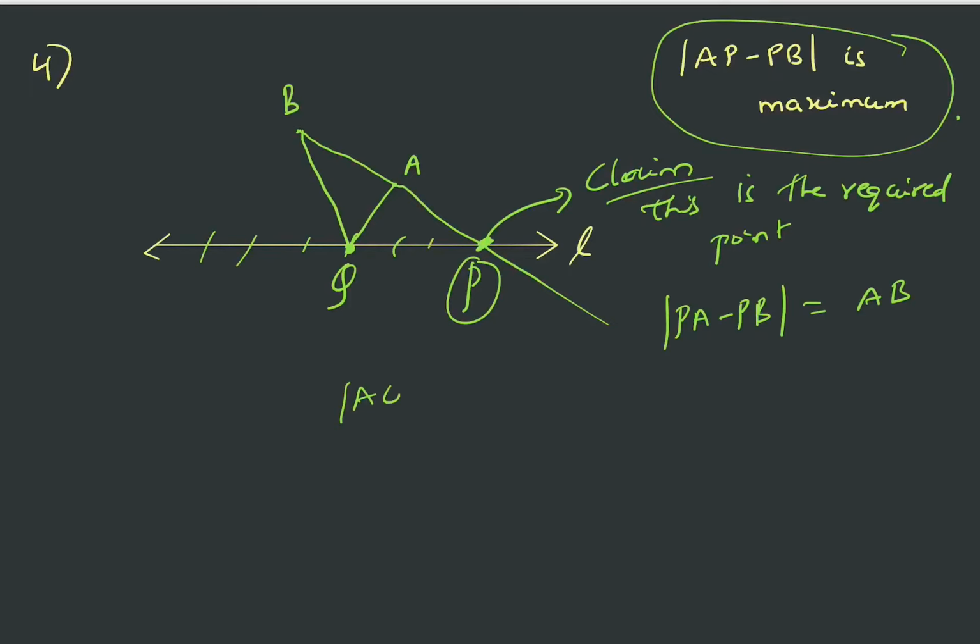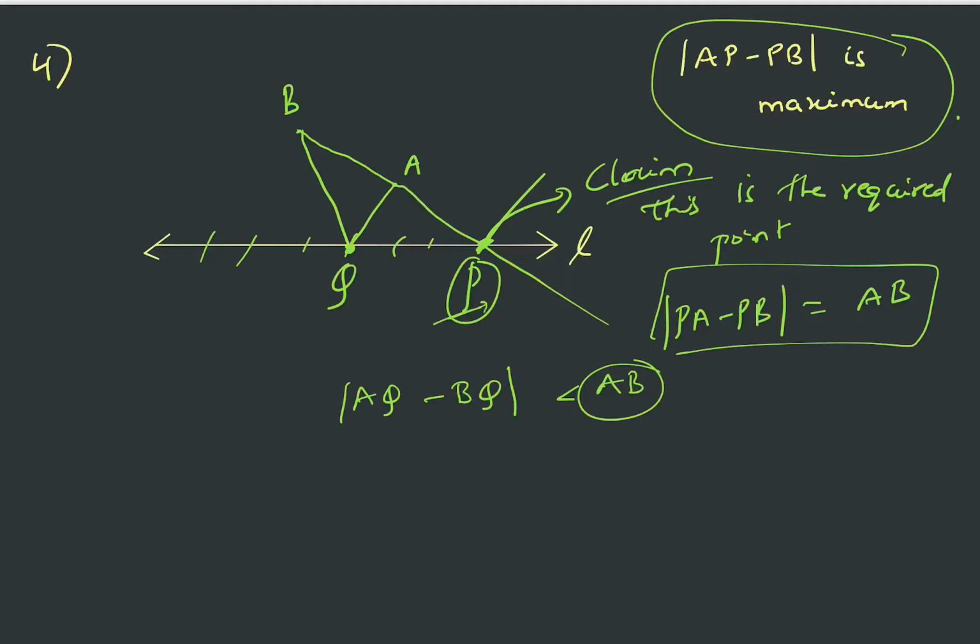You can notice that the difference of AQ and BQ is always less than AB because the difference of two sides in this triangle ABQ, that is the difference between BQ and AQ, must be less than the third side which is AB. So for any other point Q on this line L apart from point P, the difference is less than AB, but for this point P the difference is equal to AB. So I can say that this is my required point.